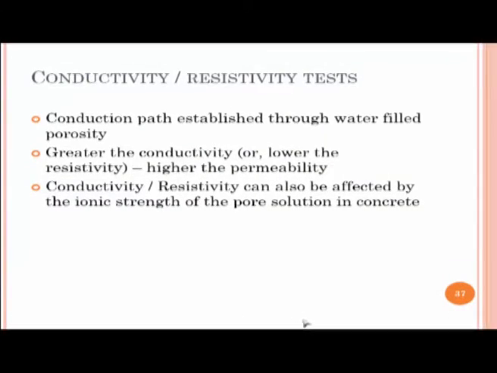You can also directly measure the conductivity or resistivity. You know that concrete will be more resistive to the passage of electricity if the pores are not connected. Okay, in other words, a concrete that is less permeable will be more resistive, and vice versa, a concrete that is more permeable will be more conductive. So by measuring resistivity or conductivity, you can actually test the permeability of the concrete indirectly, and these tests give you a very nice indication very rapidly.